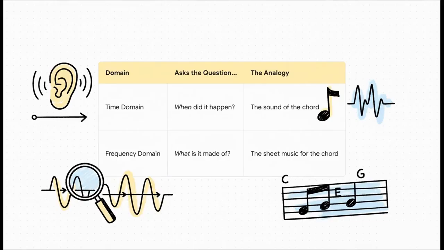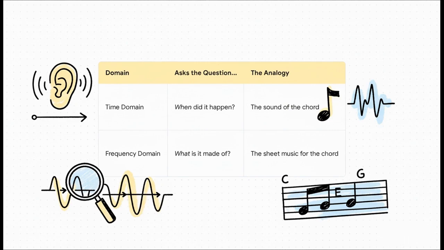And this table just lays it out perfectly. The time domain asks when something happened. That's like hearing the sound of the chord being played. But the frequency domain asks what is it made of. That's like looking at the sheet music and seeing the individual notes written down.